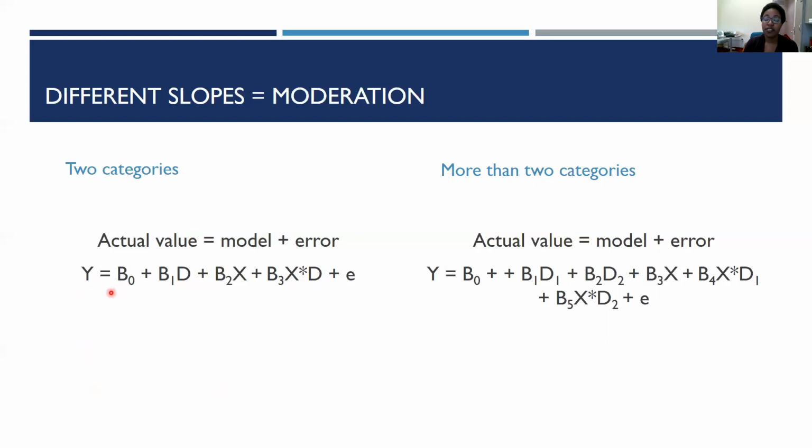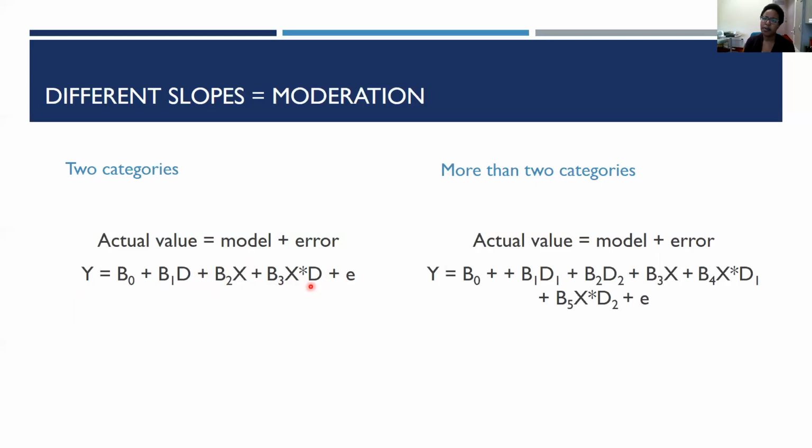But this should look familiar, right? So we have our intercepts right here. We have one slope, that's one independent variable. We have another slope, this is the moderator right here. And then we have our new coefficient right here, which is going to be a slope that represents the interaction term, or the effect of the moderator times the independent variable.